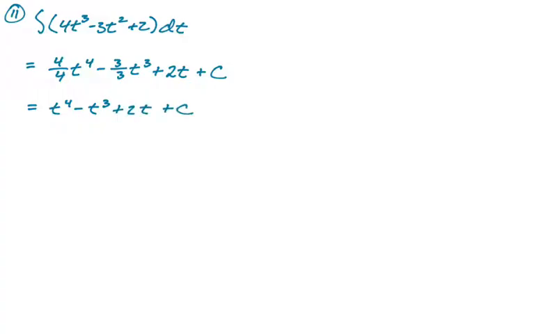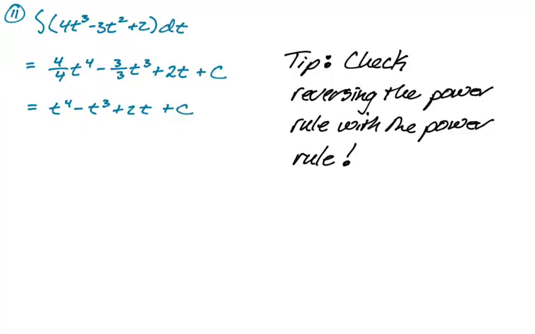And the tip for this would be definitely check reversing the power rule by using the power rule, right? Like it's easy enough to check your antiderivatives by taking the derivatives. So you should definitely do that. There's no excuse not to do that.